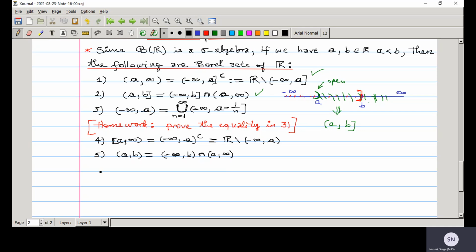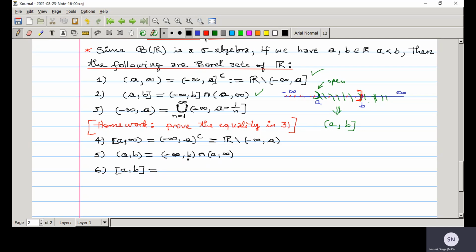Okay, now the sixth one, we now have the closed interval AB. And the closed interval AB is just the complement of the union of these two. Arbitrary union, if you take the union of these two, is an element, and if you take its complement, it's still an element.